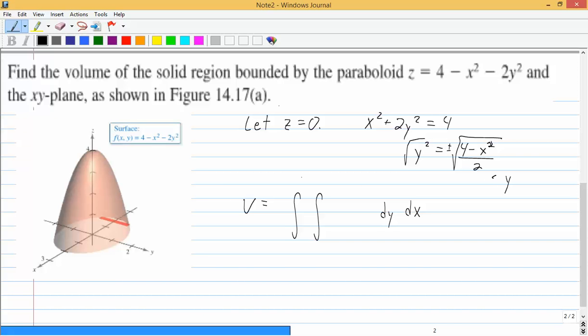So your y is going to be in between the negative square root of 4 minus x squared over 2 and the positive square root of 4 minus x squared over 2. Alright, and so that's how we find the bounds for our y variable. And since we wanted to set this up dy dx, that's why we found the boundaries for the y. These boundaries here are going to be our boundaries on our integral. So it's going to be from negative square root of 4 minus x squared over 2 to positive square root of 4 minus x squared over 2.